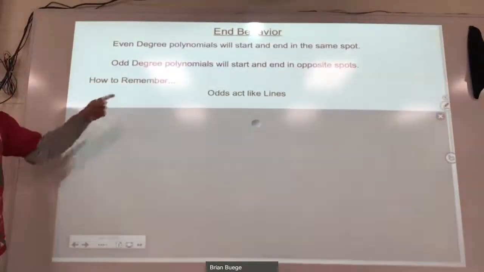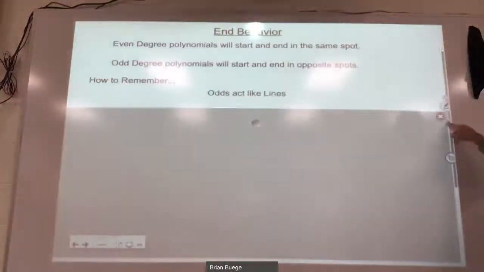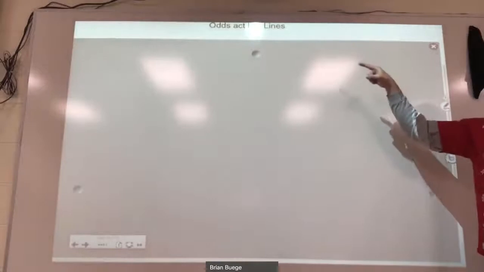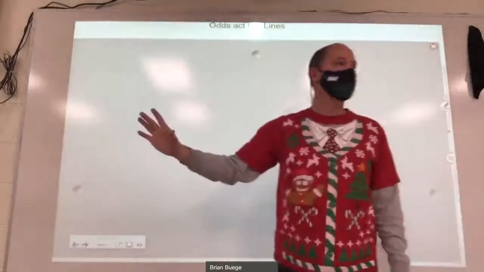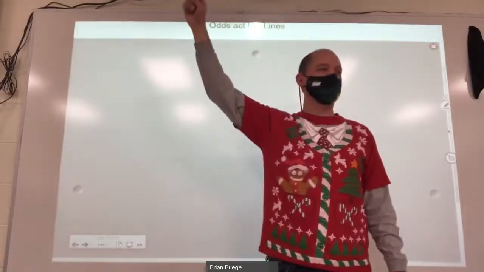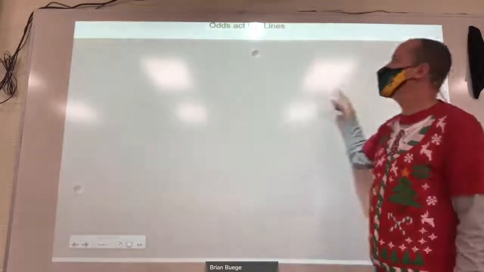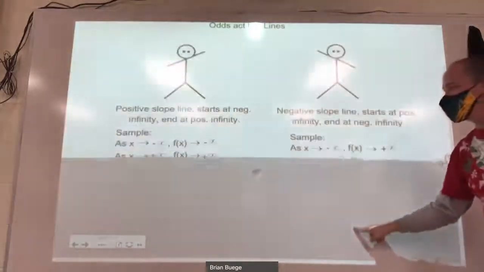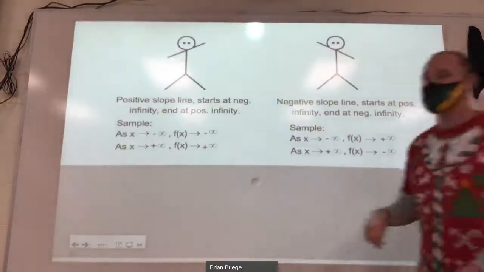How to remember. I kind of brought this up already. Odd functions act like lines, meaning they're generally increasing or generally decreasing. Even if it's a cubic, we say, well, yeah, there's a little change of direction, but then it goes back up and is increasing again. Or a change of direction and then it goes back down, okay? So here's the general idea. Let me show you everything and I'll interpret it for you.